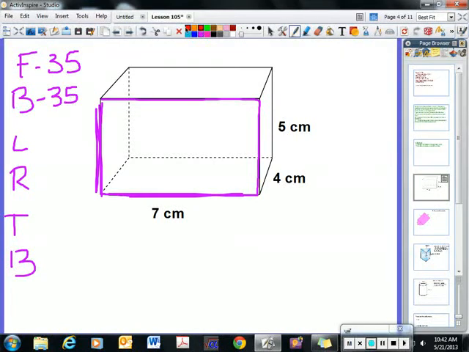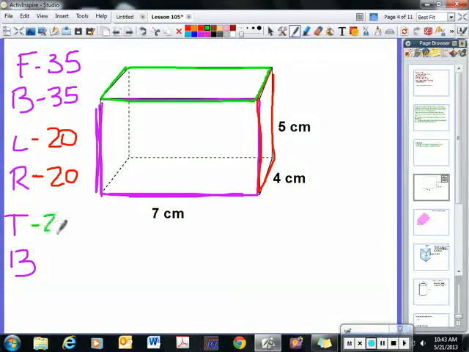All right. Then we've got the left and the right. So let's take a look at this side panel here. We've got a 5 by 4. 5 times 4 is 20. That's the area of that face. And then the other side would be identical to that. And then we have the top and the bottom. It would be 7 times 4, which is 28.